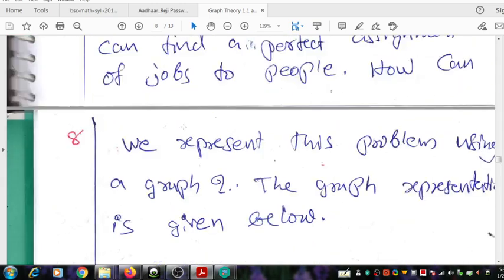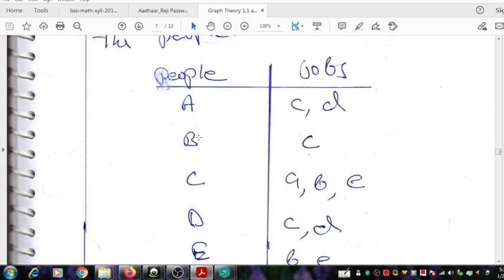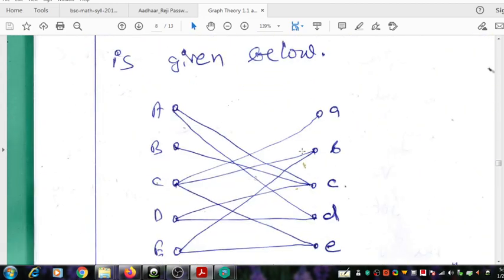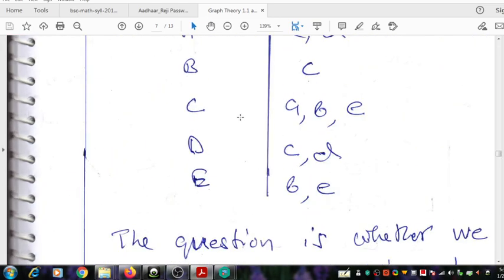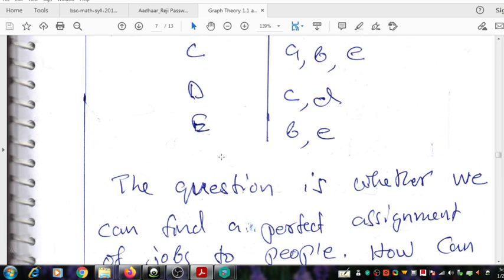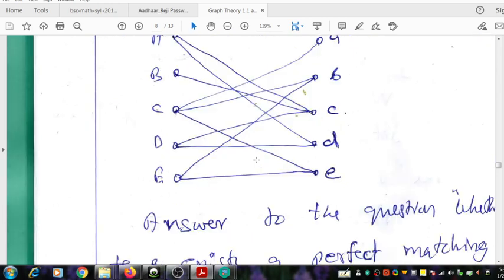Similarly, since B has a C in this list, we draw an edge from B to C, and that way all other lines are drawn in the same way, following exactly the same rule. That's all. Then looking at the list, see here E. The person E has D and E in his list, so edges must be drawn from E to D and E to E.